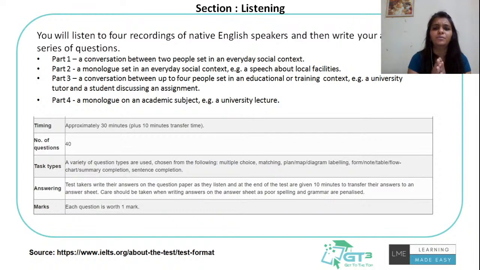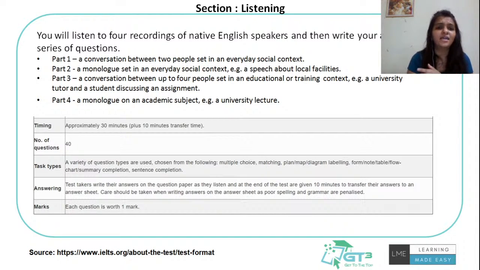Now there will be 40 questions in total, and the question types would be multiple choice, matching, diagram, flow charts, completion, sentence completion, and such different types of questions would be asked to you. Now in part 1 there will generally be a 2-person conversation, for example, a form filling, like if you have lost something and you are calling an insurance company, so you have to give some details. Generally the part 1 question is about giving details, like filling in the phone number, the address and such things. That would be filling the blanks in 1 word or 2 words.